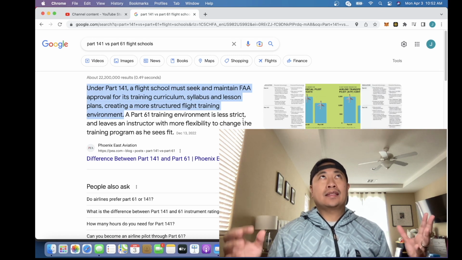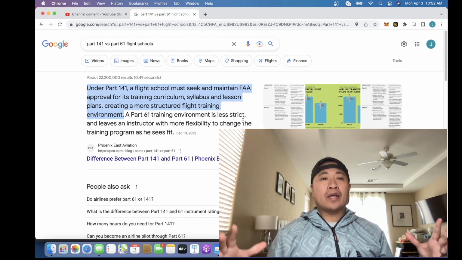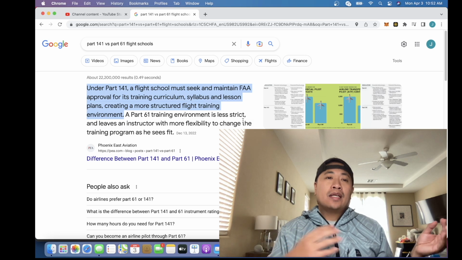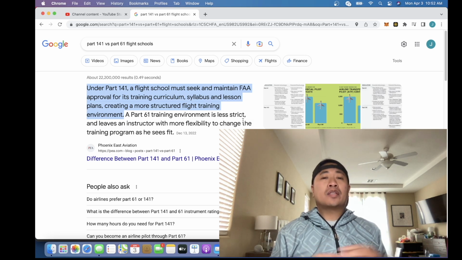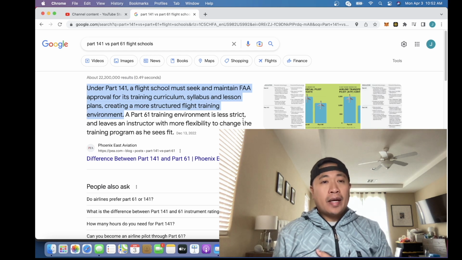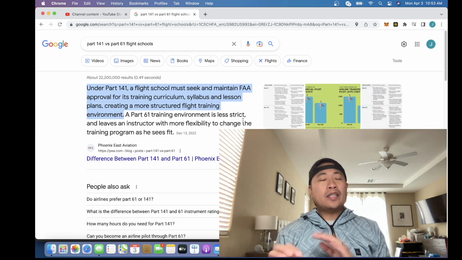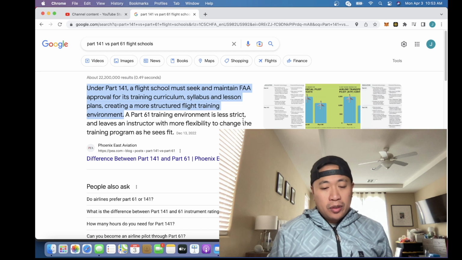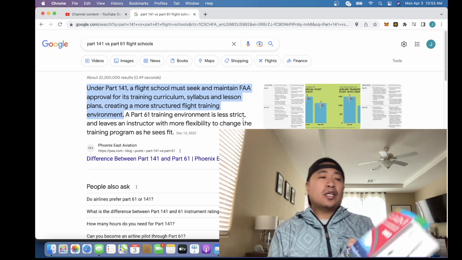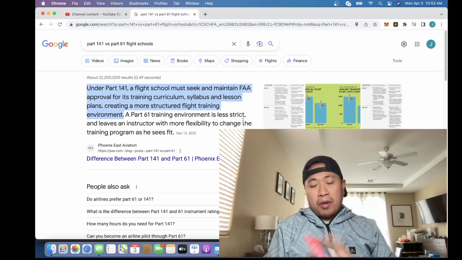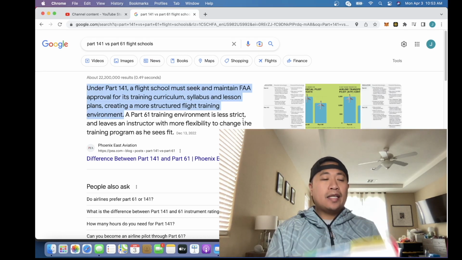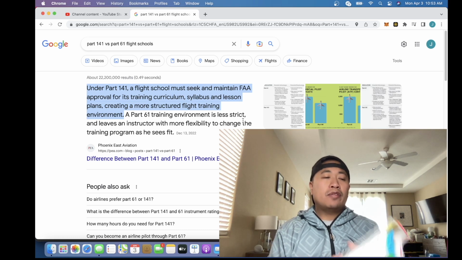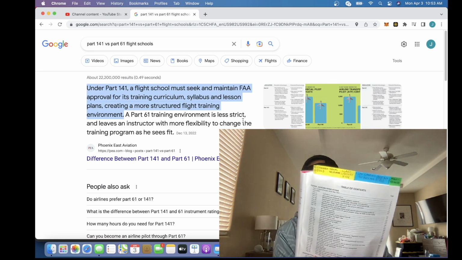Essentially, in order to be a Part 141 school, all their curriculum has to get approved by the FAA. So don't get confused with part. If you look online at the FAR-AIM, part is really just another way of saying different sections. FAR stands for Federal Aviation Regulations.